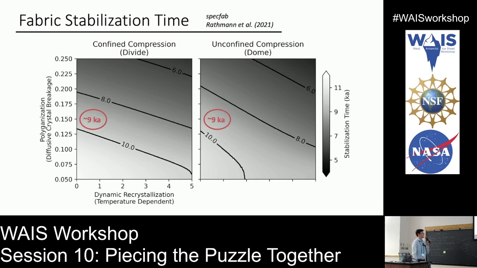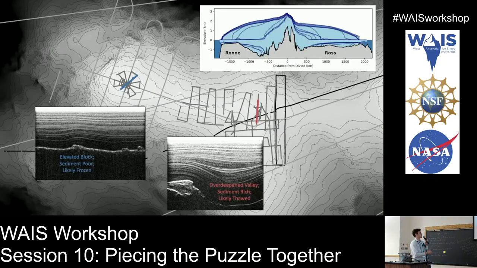And Hercules Dome is a cold divide, so compared to say a shear margin, which would be really warm, you might have much faster recrystallization. But at Hercules Dome, this time that I'm pulling out is on the order of 9,000 years. So kind of capturing the most recent deglaciation that I was talking about at the beginning between the Ross and the Ronne. So in summary here, we're seeing this crystal fabric effect being preserved at the Hercules Dome summit. And that's kind of extended over the time of deglaciation here.